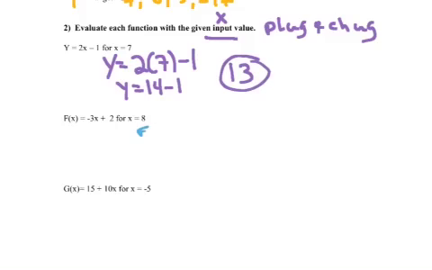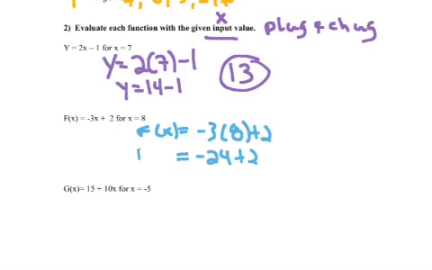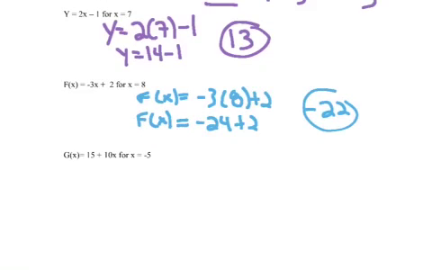So I would say f of x is equal to -3 times 8 plus 2. And if I solve this using order of operations, I would have -24 plus 2. And my final answer, -24 plus 2, is -22. Why don't you try this last one on your own? Like I said, it's just plugging and chugging, and then press play when you're ready to check your answers.